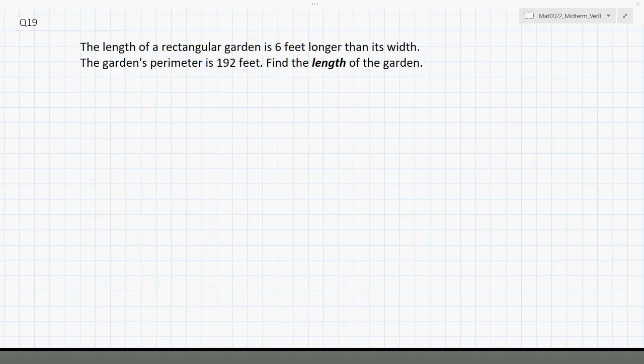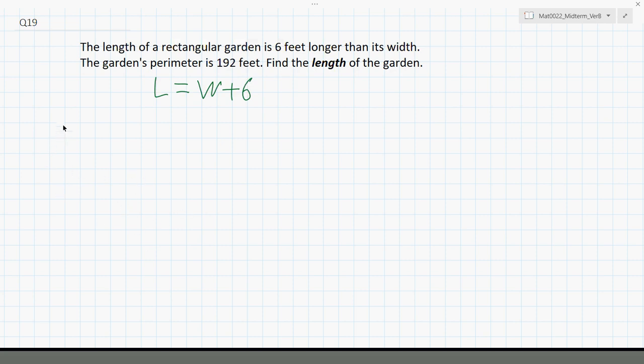In question 19, we're going to do basically the same thing. We're reading: the length of a rectangular garden is 6 feet longer than it is wide, which means that in this case, L equals W plus 6. And if you have a hard time remembering this, the length will always be longer than the width just because of terminology. So always L will equal the W done with it. So that's where that's going to come into play.